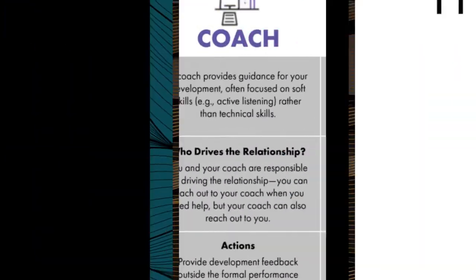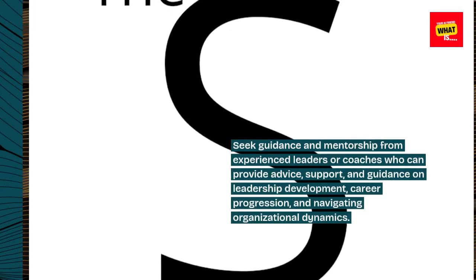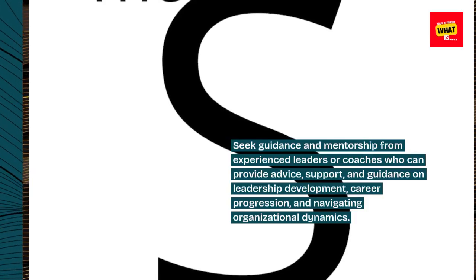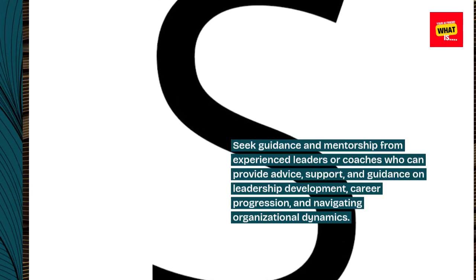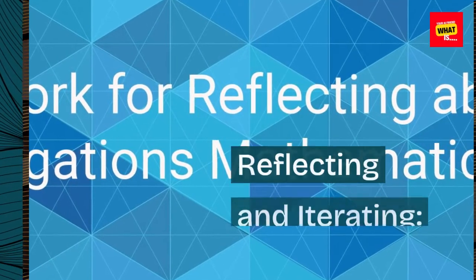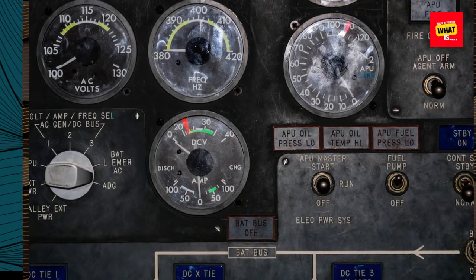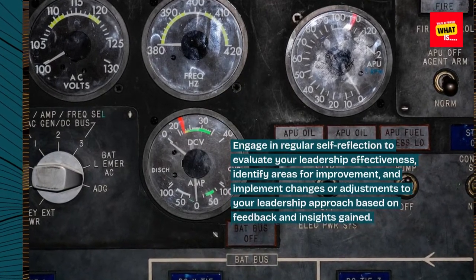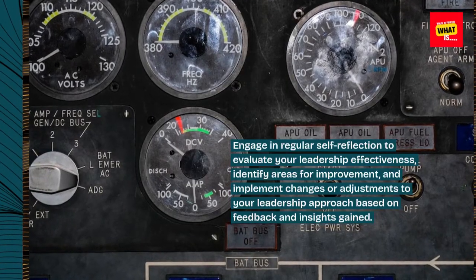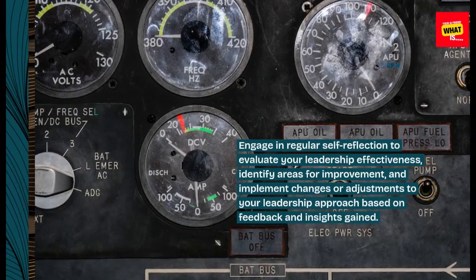Seeking mentorship and coaching. Seek guidance and mentorship from experienced leaders or coaches who can provide advice, support, and guidance on leadership development, career progression, and navigating organizational dynamics. Reflecting and iterating. Engage in regular self-reflection to evaluate your leadership effectiveness, identify areas for improvement, and implement changes or adjustments to your leadership approach based on feedback and insights gained.